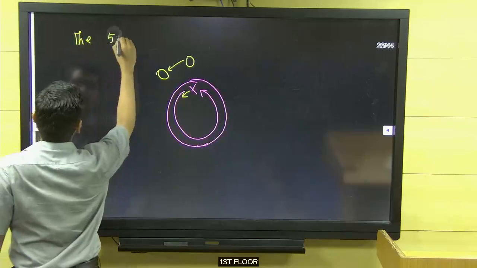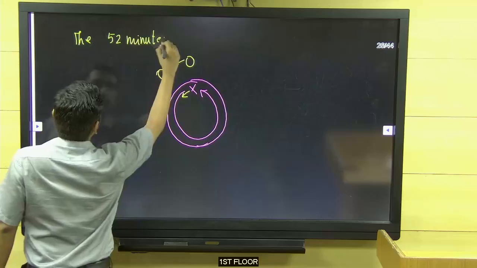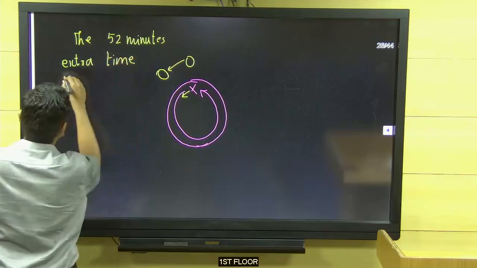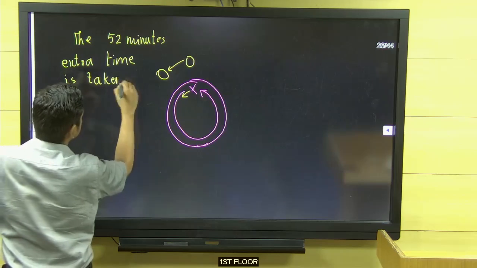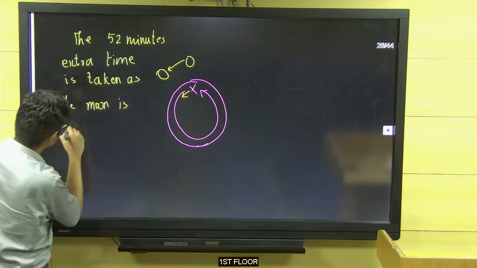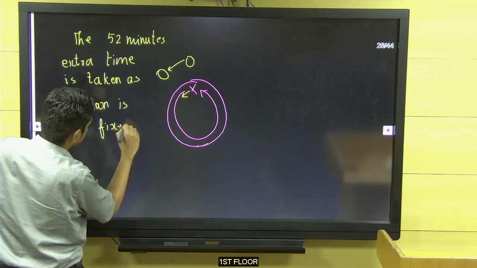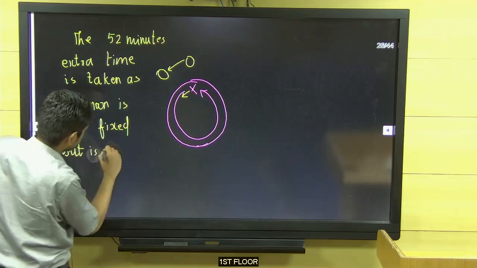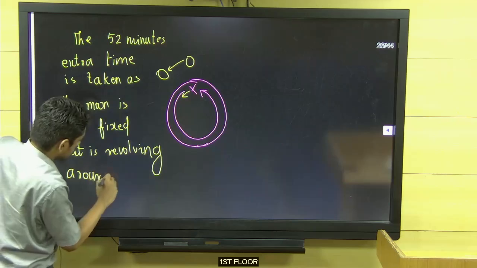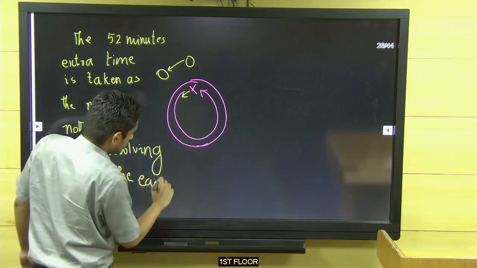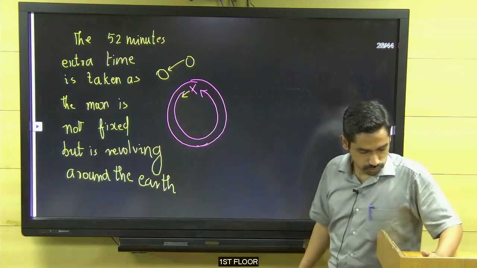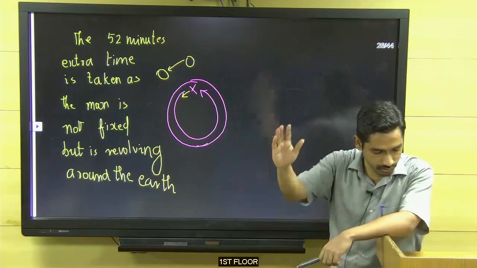The 52 minutes of extra time is taken as the moon is not constant or not fixed, but is revolving around the earth. Revolving around the earth, so it needs extra time. Few more minutes. I think you got your answer.